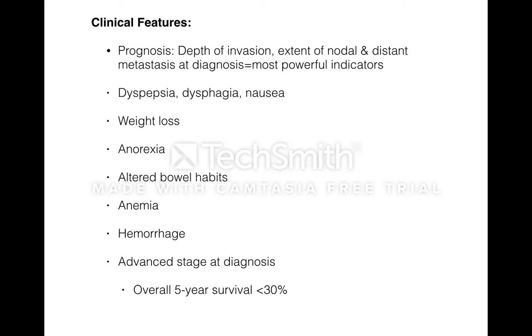They're typically at an advanced stage when diagnosed, and the 5-year survival rate for advanced gastric cancer is actually less than 20%. These cancers tend to be surgically resected as current chemo regimens are minimally effective. The overall 5-year survival rate is less than 30%.